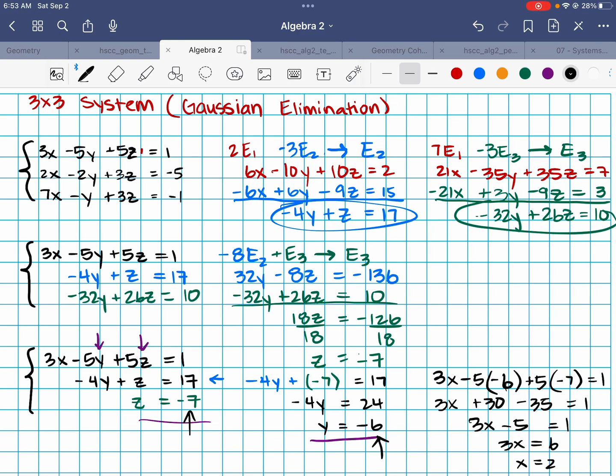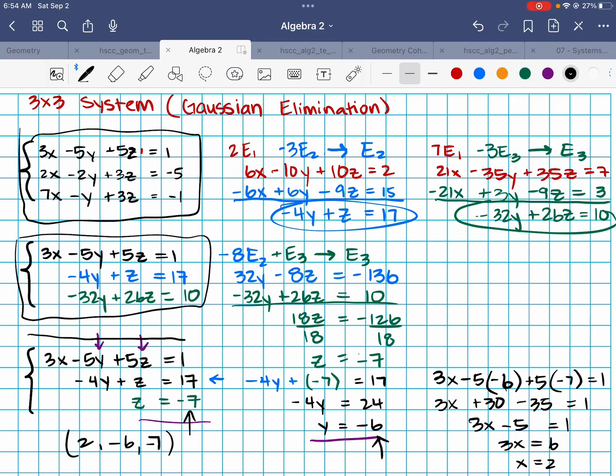We're going to go ahead and write our answer out as an ordered triple. X going first, 2. Y going second, -6. And z going last at -7. And we now have our solution to the system, which actually plugged into any of the original 3 equations will work. Also, if you wanted to plug them into any of the reduced equations, it should also work. There's just not as many variables to plug in, so you wouldn't have to plug in x if there was no x.